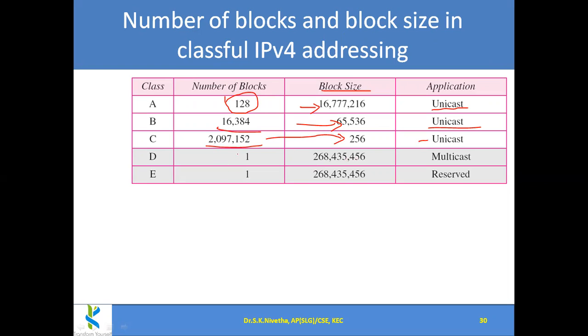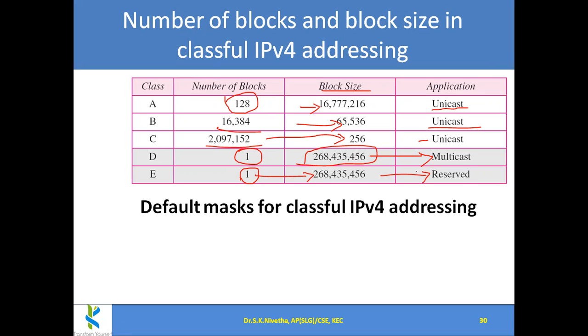In class D, only one block is there, and that block has these many addresses. All of these are reserved for multicast. And in class E, only one block is there. It has these many addresses, and that is reserved, not used for anything.